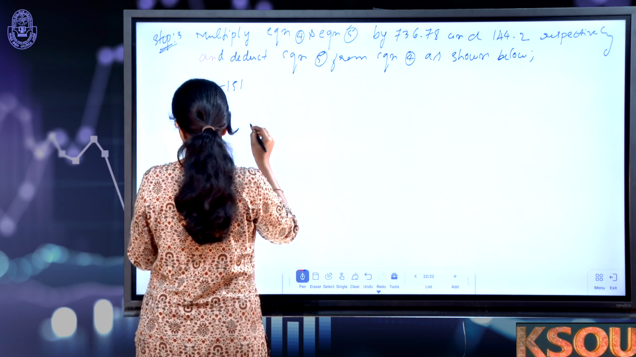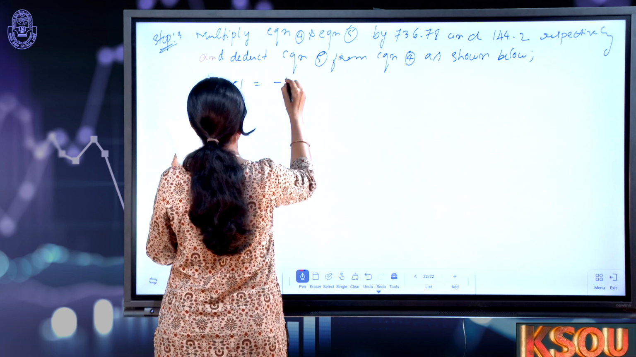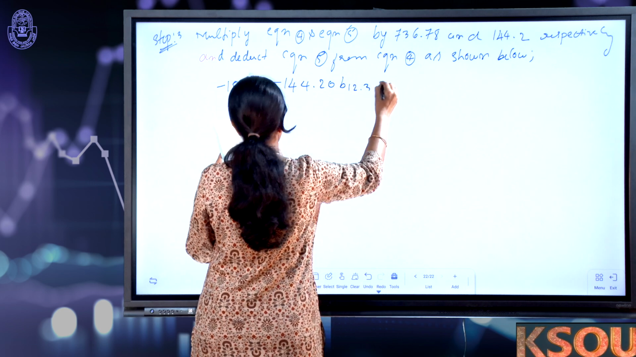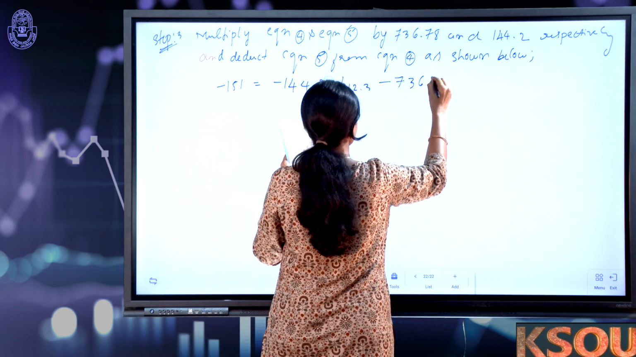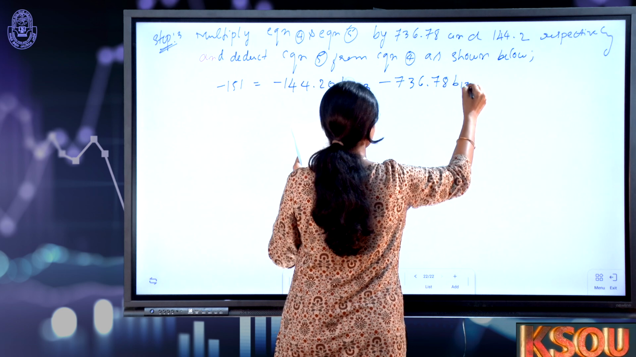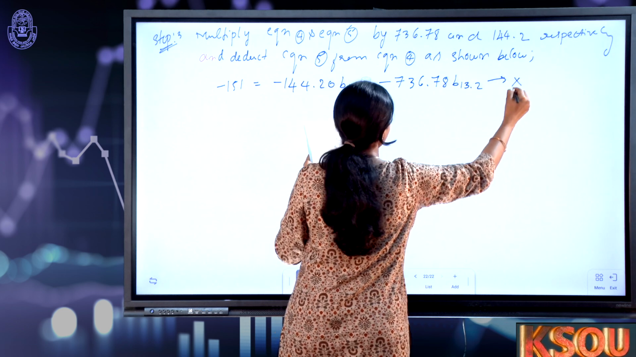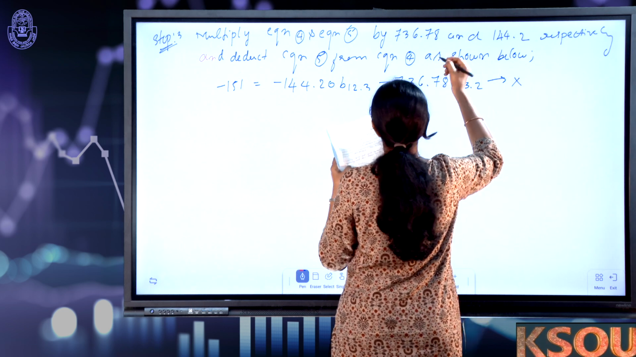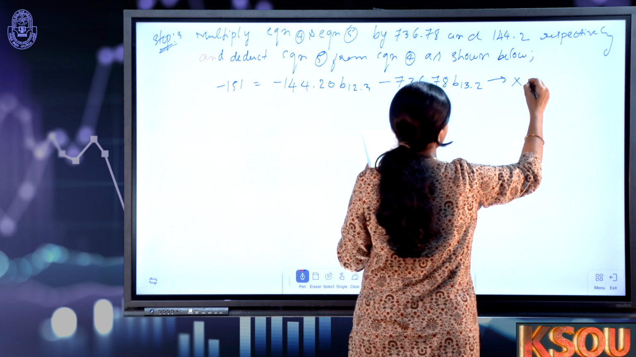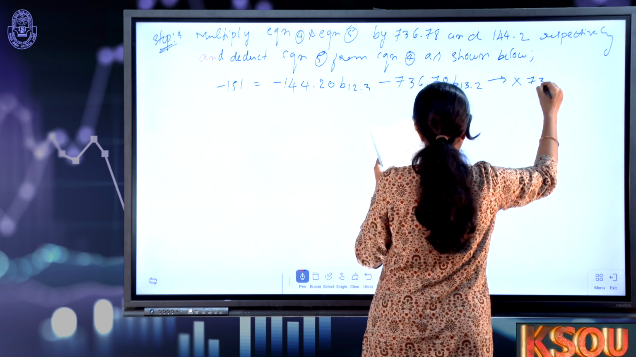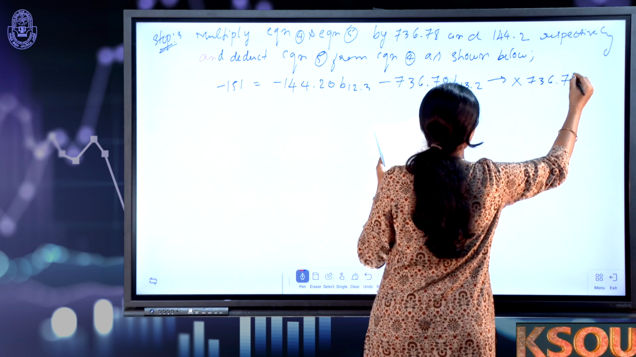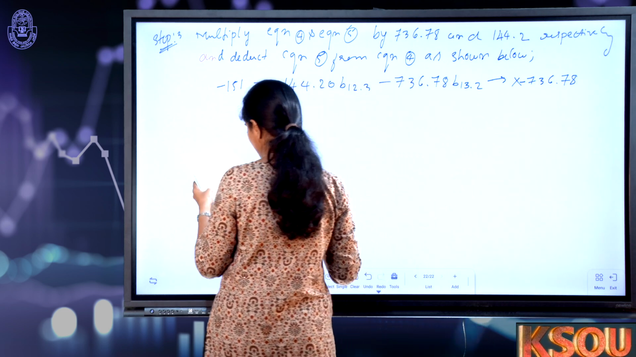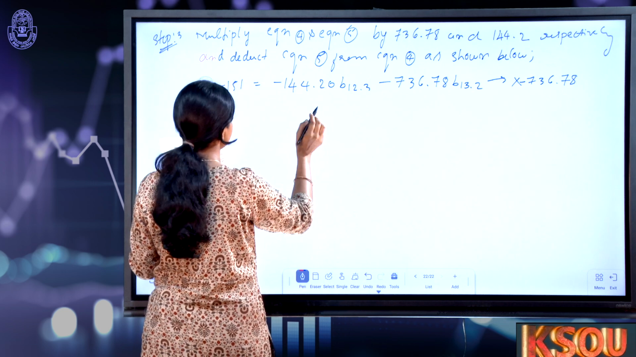So equation 4 is minus 151 is equal to minus 144.20 b12.3 minus 736.78 b13.2. You just multiply by 736.78. Along with that you can take negative sign here. Okay, because you will have to get a positive sign here, that's why.